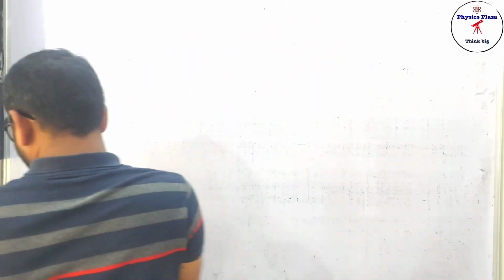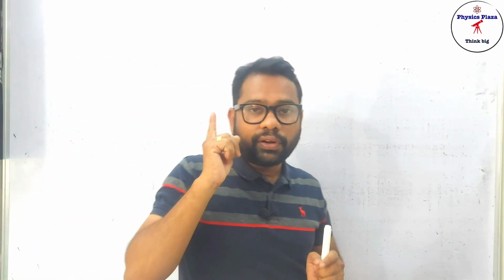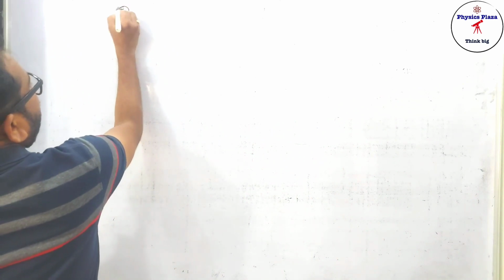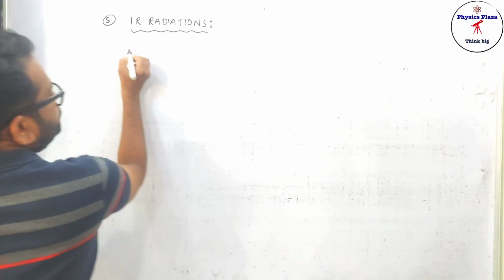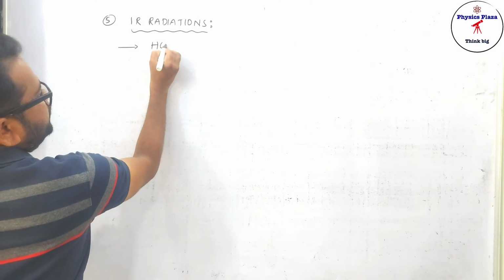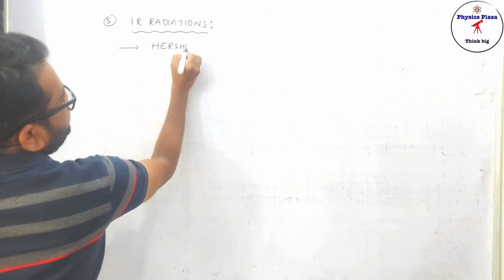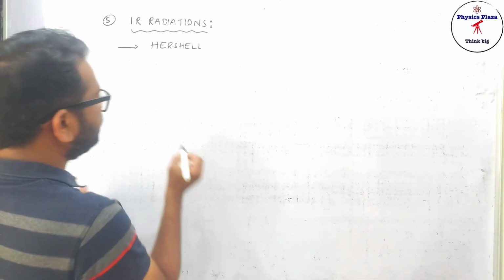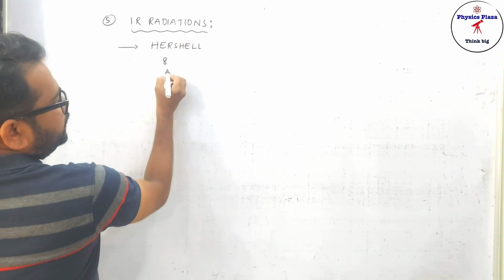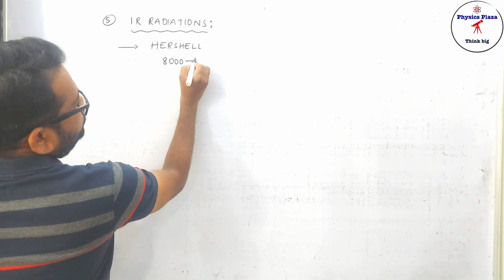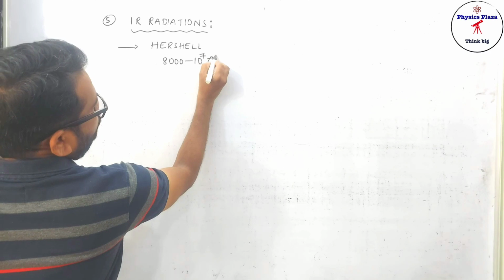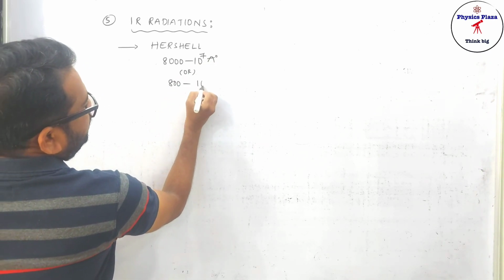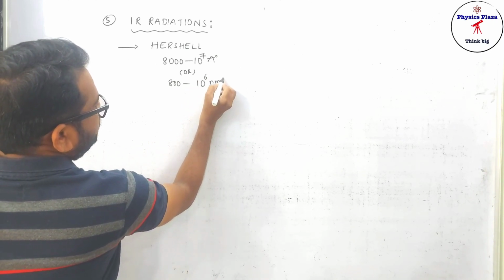Children, from the examination point of view, UV rays and infrared radiations are very important. Okay, fine. Now, I think it is the fifth one, infrared radiation. These are discovered by Herschel, children. Fine. And what is the wavelength range, children? The wavelength range is beyond red light. It is 8000 angstroms to 10 power 7 angstroms, or it is 800 to 10 power 6 nanometers.